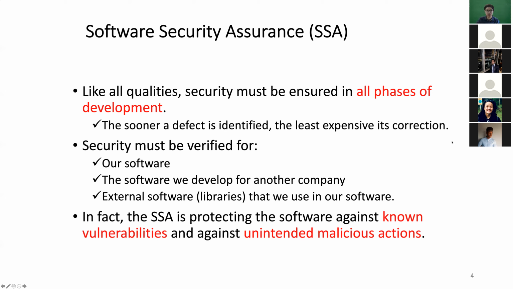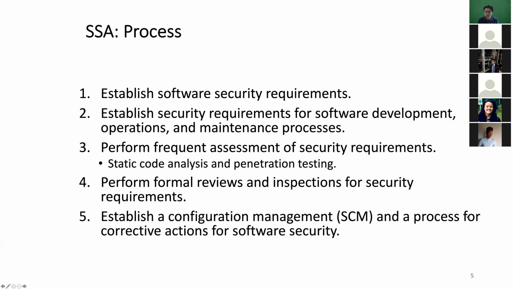If your software is vulnerable, then it is easier for others to attack your system, right? And so what is the process to ensure software security? What is the process of software security assurance? We need to do software security assurance activities throughout the software development lifecycle. The first step is to establish software security requirements.